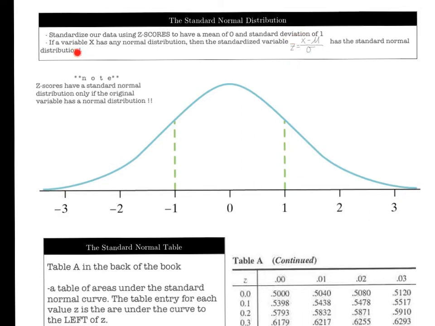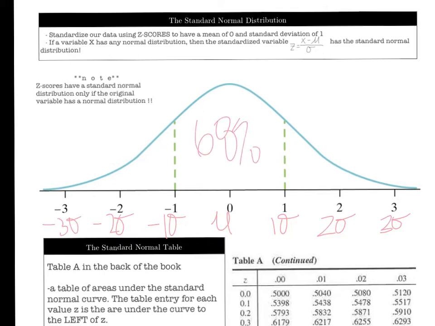Okay. It says if a variable x has any normal distribution, then the standardized variable, which would be your z, has a standard normal distribution. Okay, this only works if the original variable is normal. If it's not normal, it doesn't work. Alright, we've got our mean here now, which is 0. We're 1 standard deviation, 2 standard deviations, 3 standard deviations, -1, -2, and -3 standard deviations. Our 68, 95, 99.7 rule is still true.